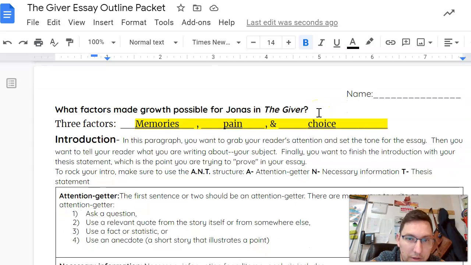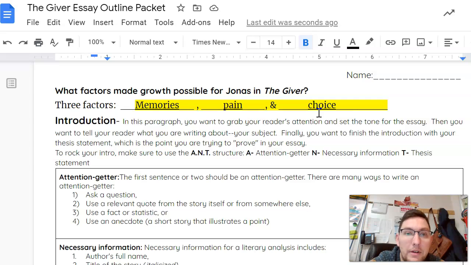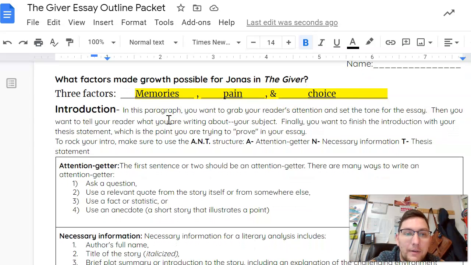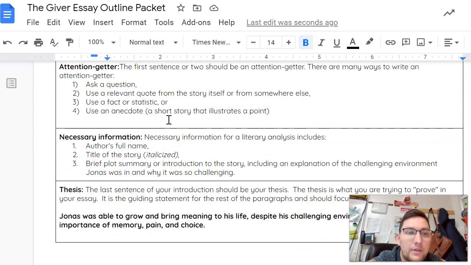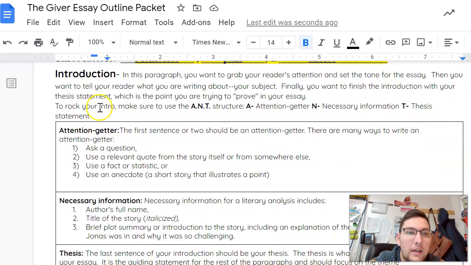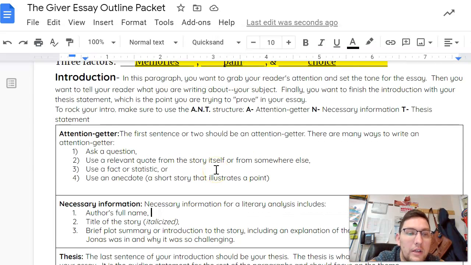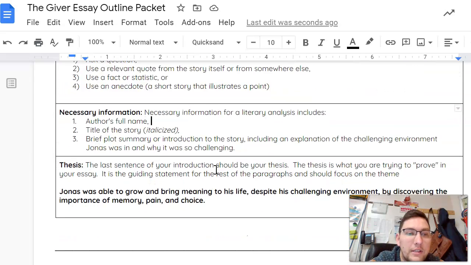Okay, so what 3 factors made growth possible for Jonas and the Giver? Memories, pain, and choice. So I've already given you your thesis. Your thesis is that memories, pain, and choice help Jonas grow as a character. So what you see on this page is basically an overview of what your first paragraph can and should include: attention getter, necessary information, thesis.